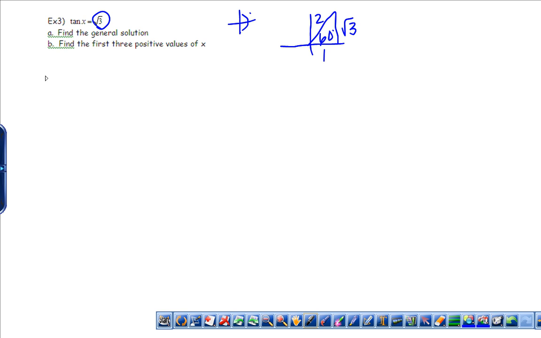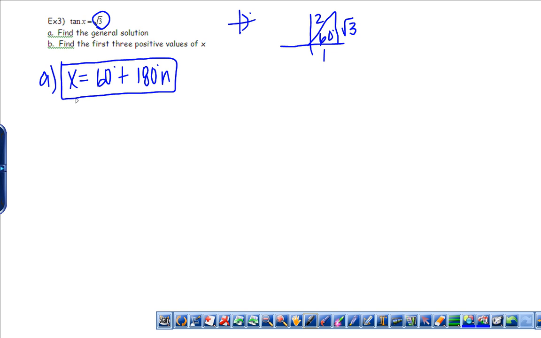So my one general solution. Part A says find the general solution. So x is equal to 60 degrees plus 180n. Remember, tangent is 180n. That is my one general solution.